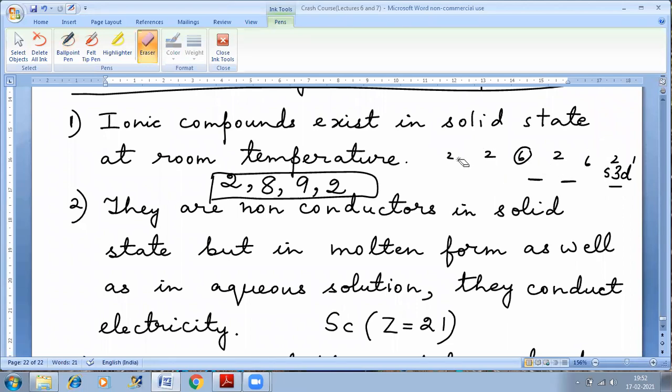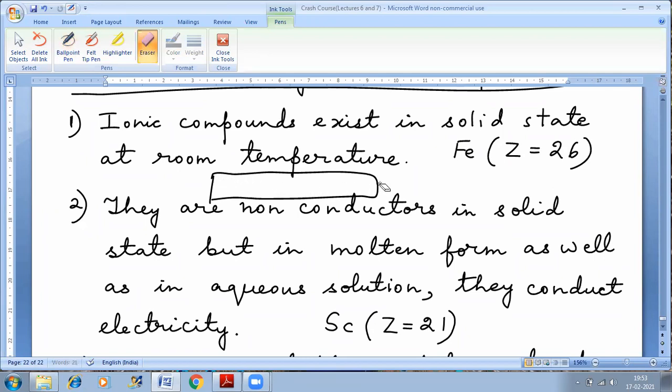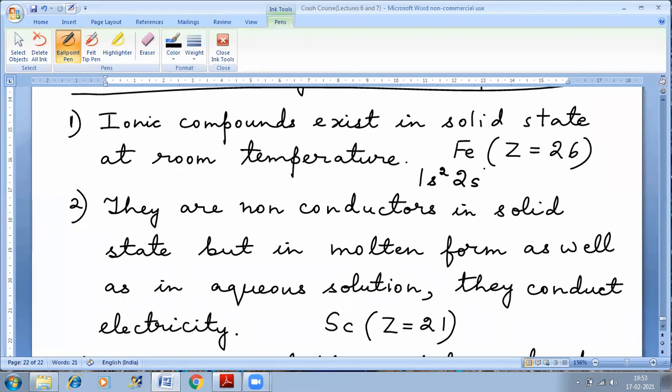So now if I want to talk about, let's say, this one, Fe. The atomic number of Fe is how much? 26. Now again, let's try to write down the electronic configuration in terms of subshells. So I'll start with 1s2, then 2s2, and then 2p6. Tell me, what should I write next?